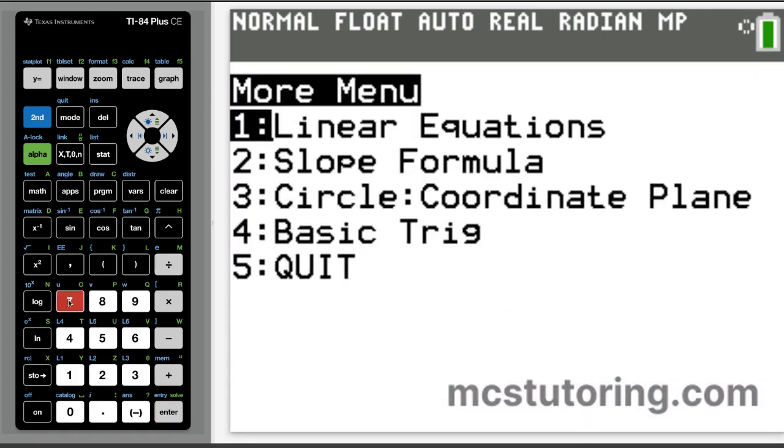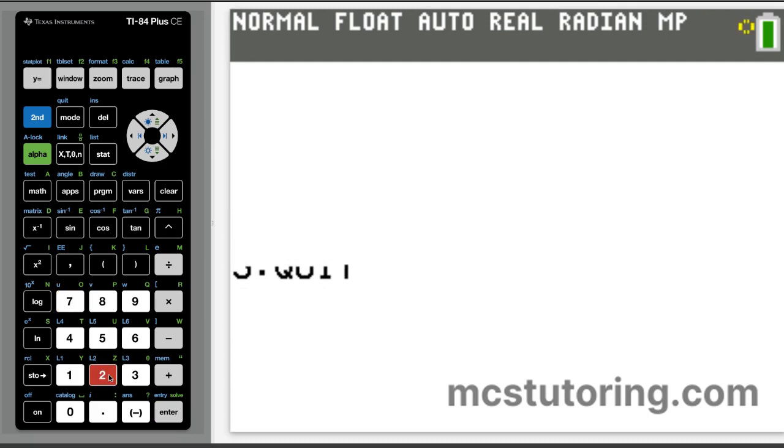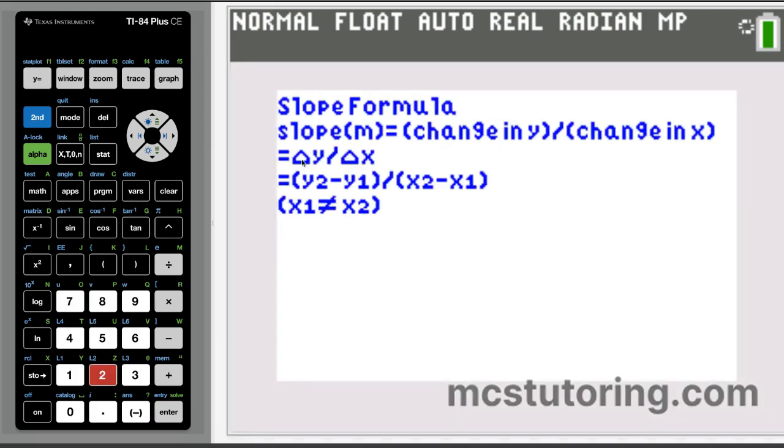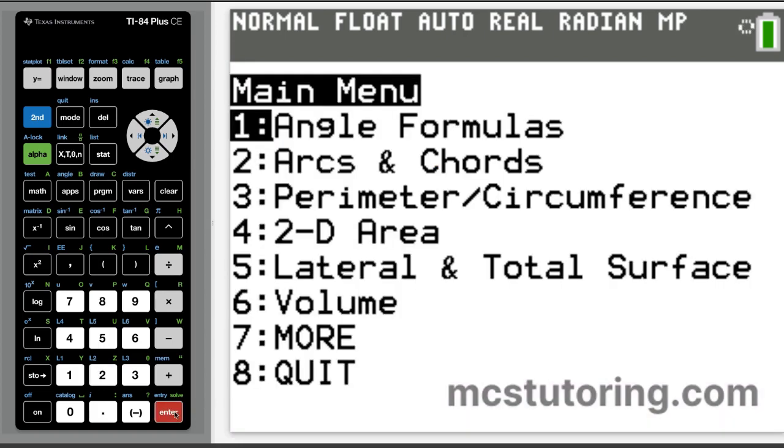And then we continue again on the more menu. We have the slope formula. Now look, this delta y over delta x, don't let it get into your head too much. It just means change in y over change in x. And the algebraic way of showing that is y2 minus y1 over x2 minus x1. Again, x1, y1 would be the coordinate of your first point, x2, y2 the coordinate of your second point. And it is change in y over change in x. And then just as long as x1 doesn't equal x2, because you'd be dividing by 0, which is a big no-no at this level in math.